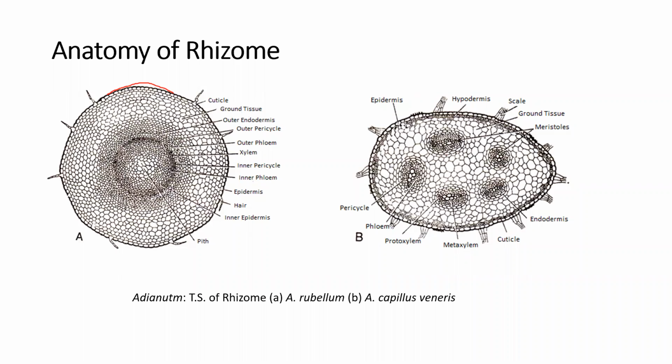So the cortical region is made up mostly of parenchymal cells without any intercellular spaces. Sometimes the cortical region is divided into two regions, hypodermis, outer cortex, and the inner cortex. The outer cortex is made up of sclerenchymatous cells, while the inner cortical region is made up of parenchymal cells. Inside the cortical region, there is stelar organization.